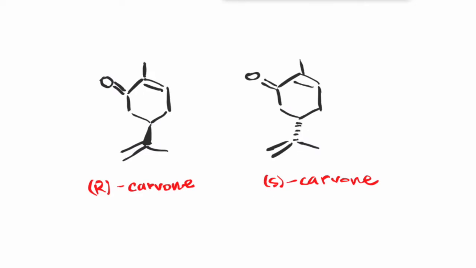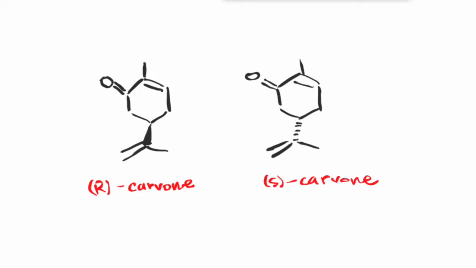They will also share the same melting point, in this case at 25 degrees Celsius, and the same boiling point at 231 degrees Celsius. And that makes sense, right? Because those physical properties are based on intermolecular forces within the molecule. And just because there's a difference at the chiral center doesn't change the intermolecular force of these molecules.